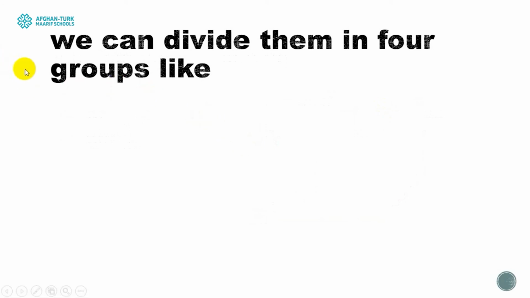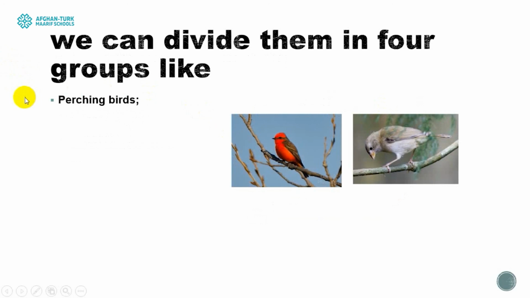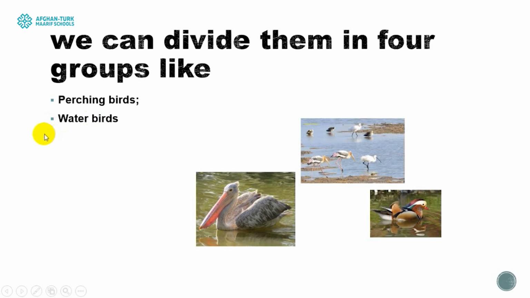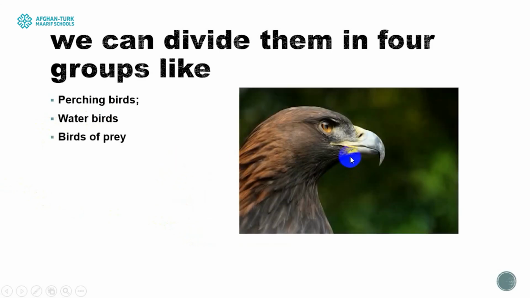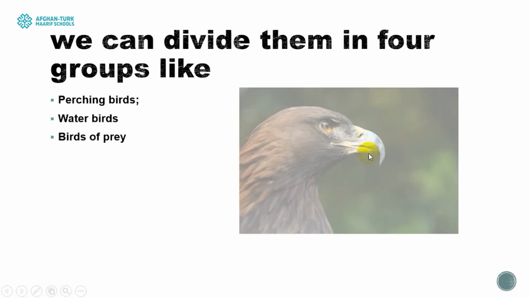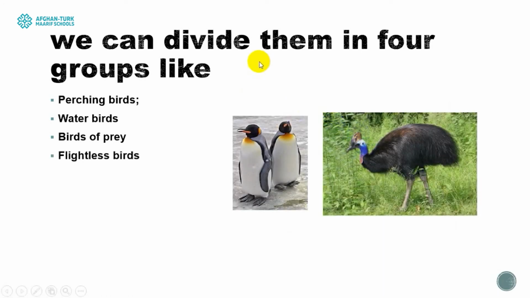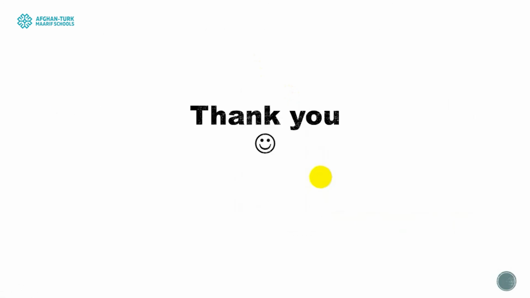So we can divide birds into four groups. First of all, perching birds, birds which are singing all the time. Water birds, birds which are adapted to walk in water or to swim in water. Birds of prey, birds which possess a strong beak in order to capture, grab, and kill the prey, and they are eating other animals. They're predators. And flightless birds, which are not flying. They're walking birds. So that was all about Aves.